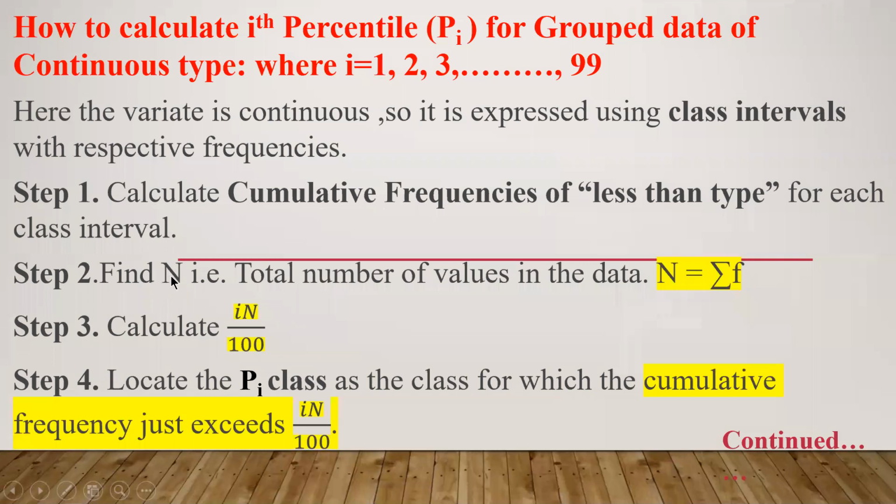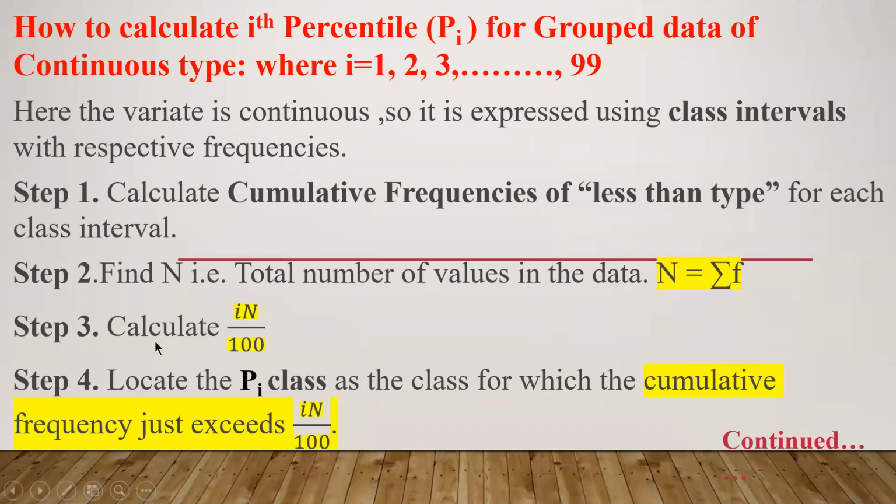Second step, find capital N, that is the total number of values in the data. How do you calculate that? Capital N is equal to the summation of frequencies. So these two steps are similar to those in median, quartiles and deciles.